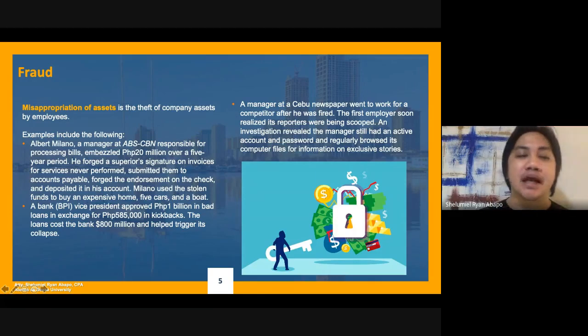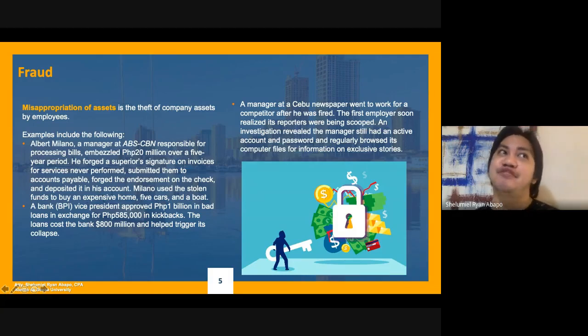An example would be a manager, say Albert Milano, responsible for processing bills at ABS-CBN. He was able to embezzle 20 million over a 5-year period by forging his superior's signature on invoices for services that were never performed. It means that the invoices are payable to a bogus supplier or vendor. Since he was able to forge the signature, he was able to process it and submit it to the accounts payable department. And then accounts payable sent the go signal, considering that all signatures are present.